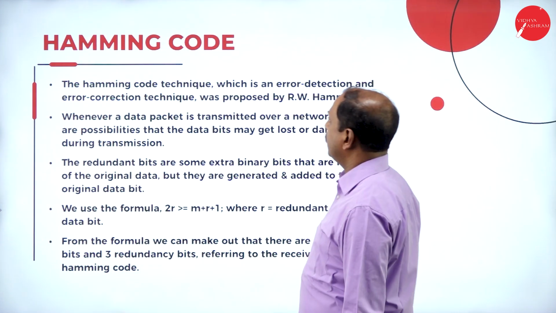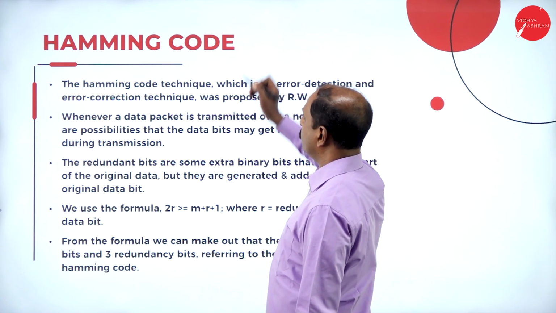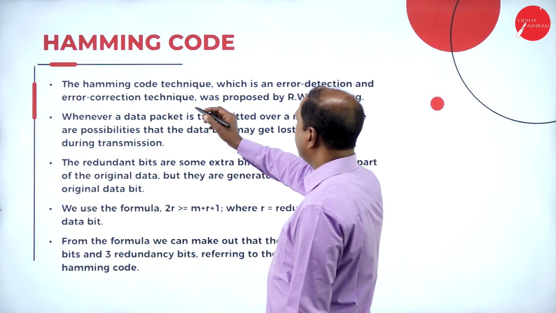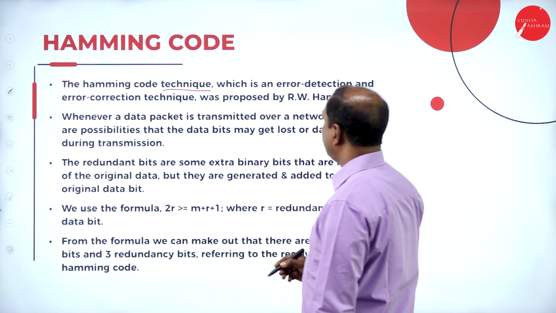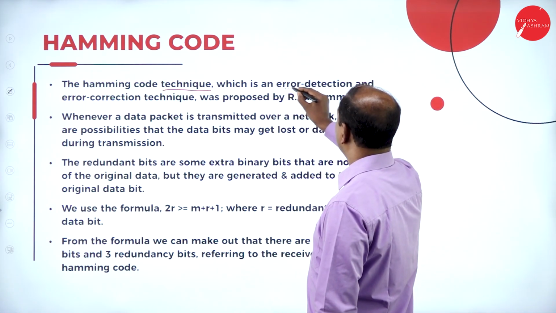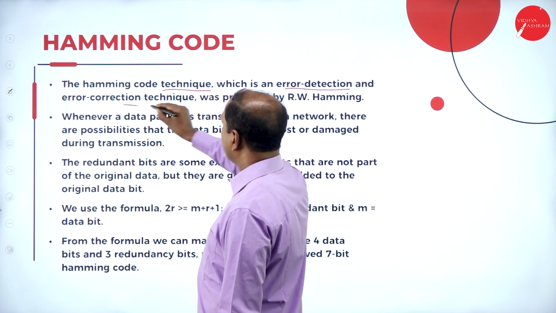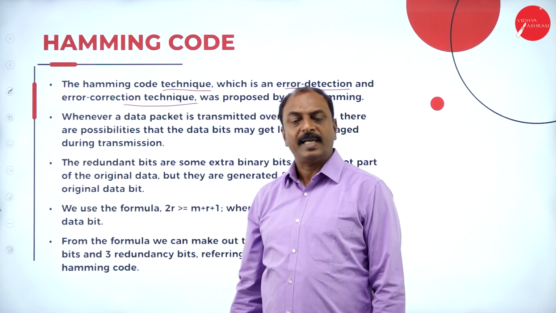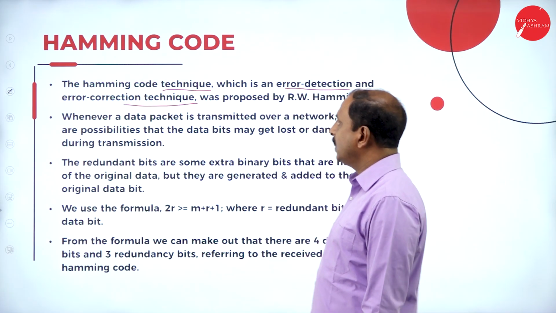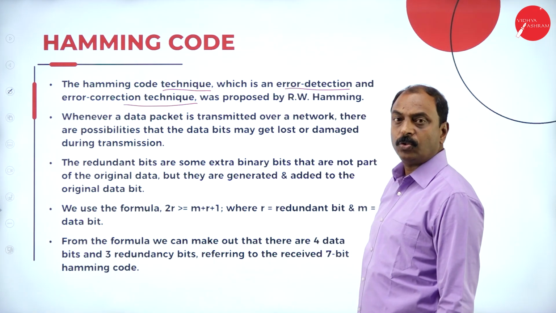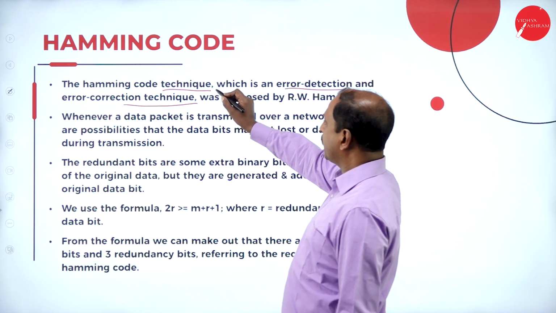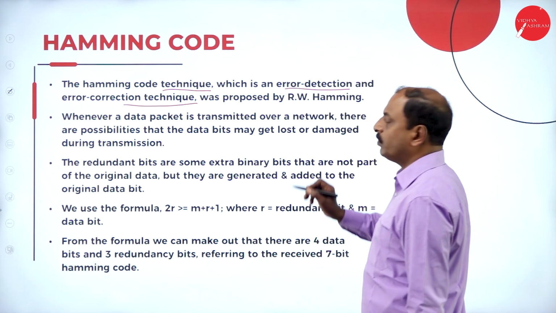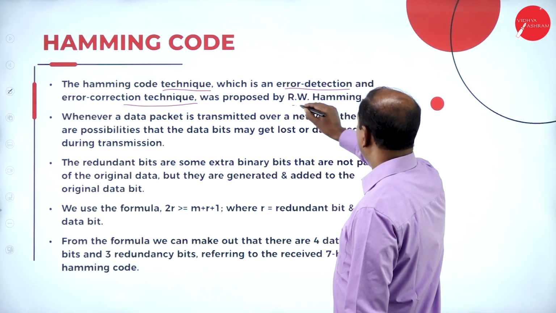Okay, let us start. The first one is called Hamming code. So, what is a Hamming code? Hamming code is a technique, an error detection and correction technique. In the previous session, we learned about different types of error detection methods. One of them is Hamming code. It is one of the techniques for error detection and error correction, and it was proposed by R.W. Hamming.